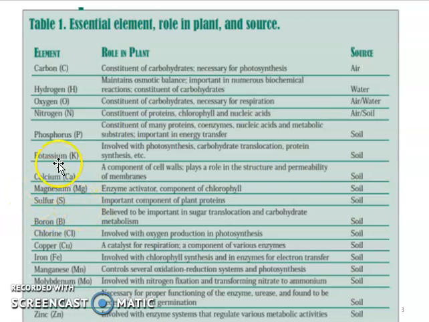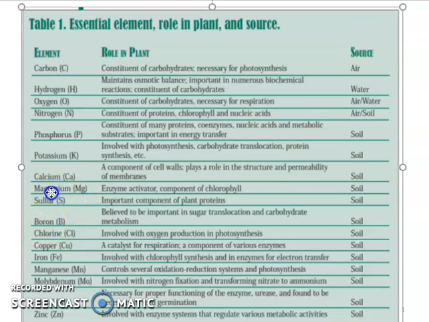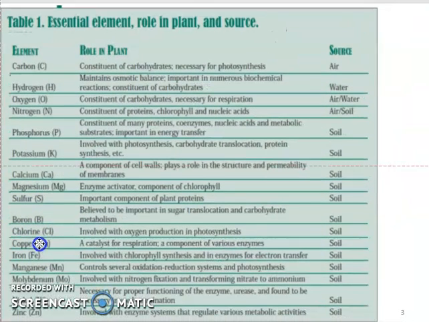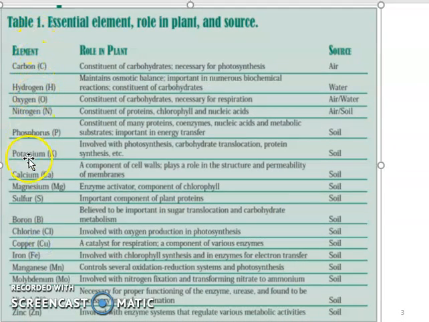So from carbon to sulfur, the first 9 elements are considered macronutrients. The remaining are the micronutrients.